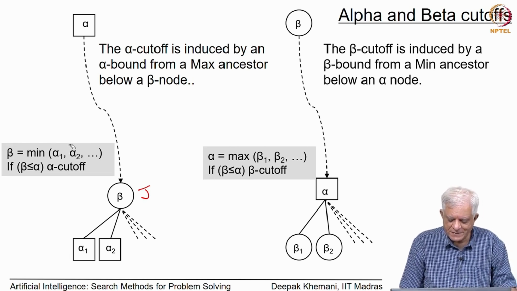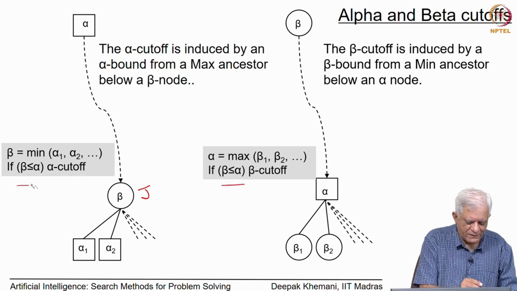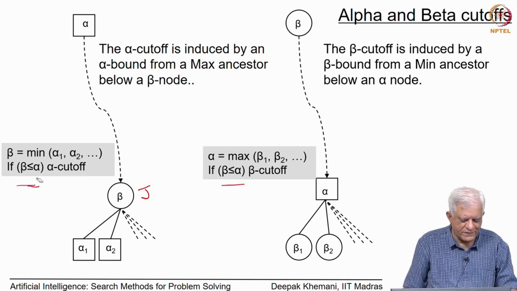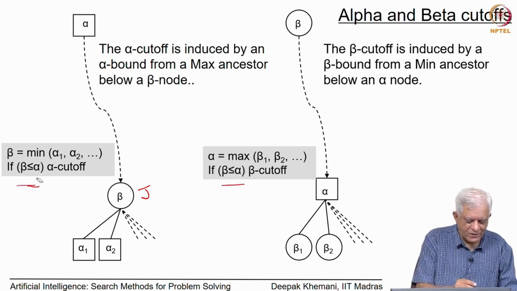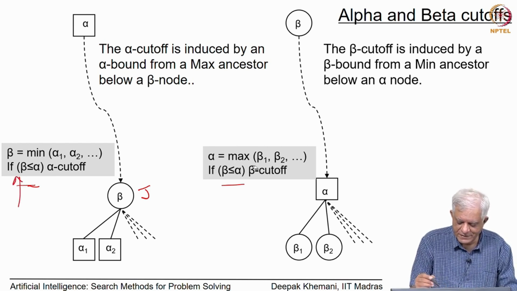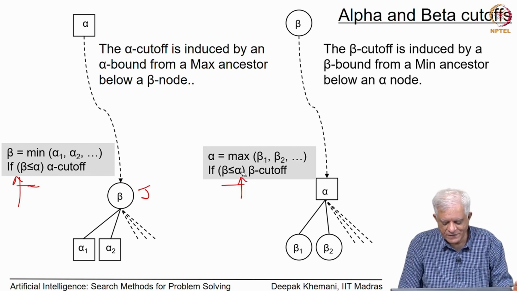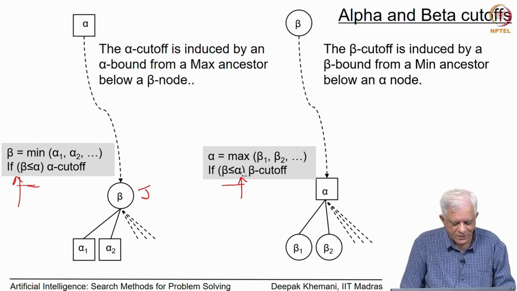The moment that alpha becomes greater than or equal to beta, or in other words when beta is less than or equal to alpha, a beta cutoff occurs. So, you will notice that the cutoff condition is the same for both alpha and beta cutoffs. The difference is that in alpha cutoff, beta is the value being computed, and in beta cutoff, alpha is the value being computed, and the other one comes as a bound essentially.